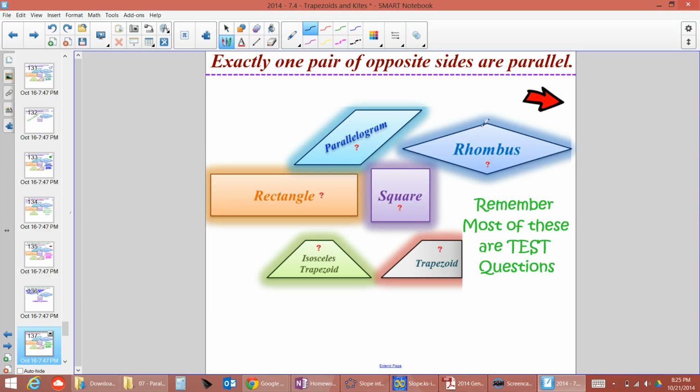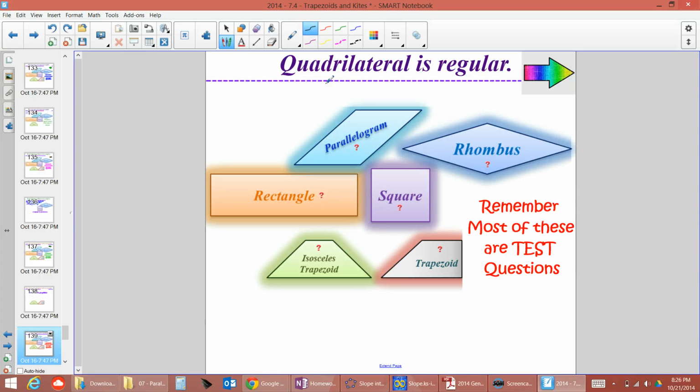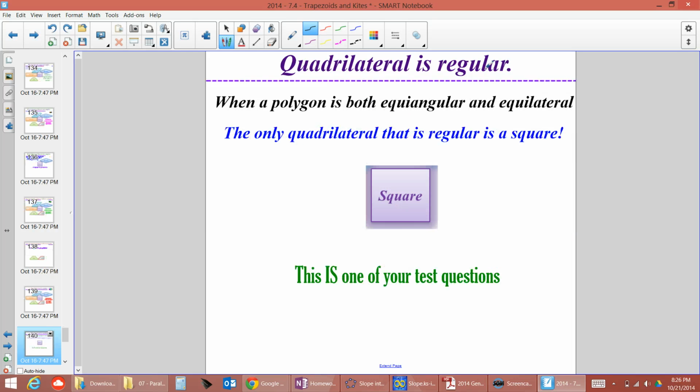All right, exactly one pair of opposite sides are parallel. Now, it says exactly one pair. That has to be only a trapezoid. So both kinds count. A quadrilateral is regular. Ooh, remember how we talked about regular quadrilaterals? That is only equilateral and equiangular. That makes it a square. This is one of your test questions, by the way. A regular quadrilateral is called a square.